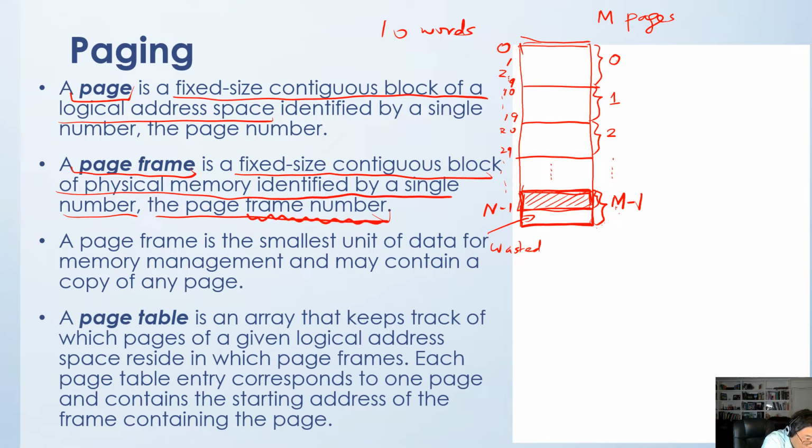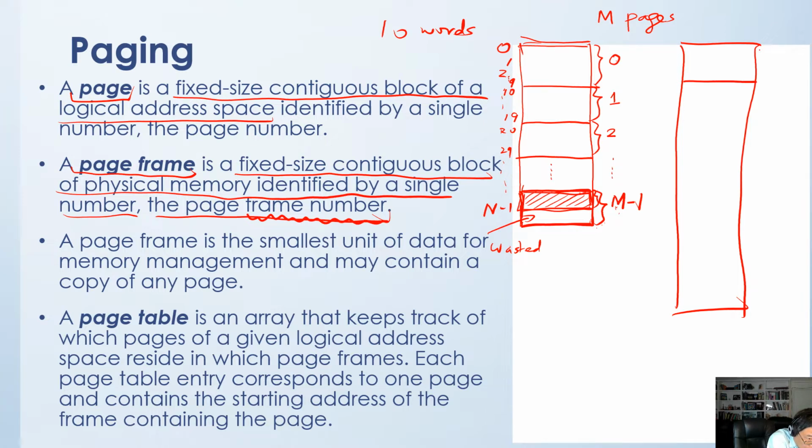So for the physical memory, we're going to divide the physical memory into page frames. Now the page frame size should be the same as the page size. So if the page uses 10 words, that means it takes 10 logical memory addresses, then the page frame is also going to take 10 physical memory addresses. So let's say starting from 0 to 9.